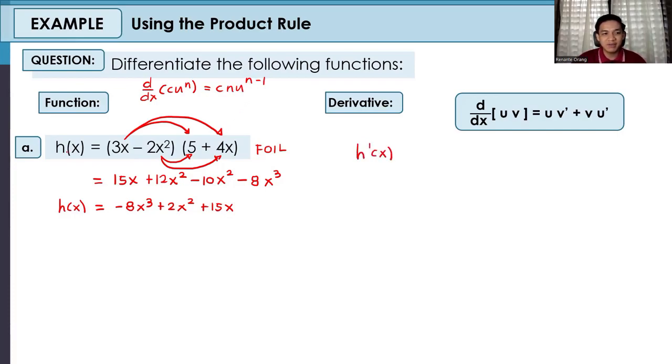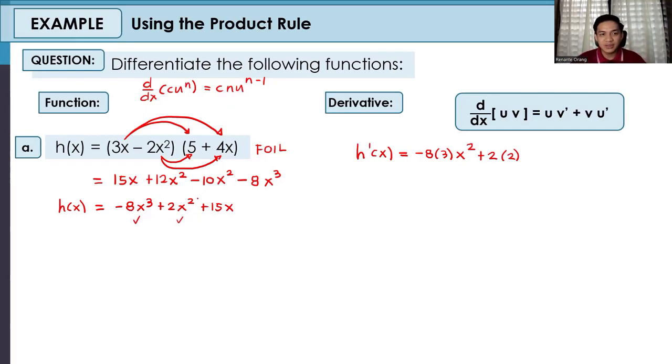Ibig sabihin, the derivative of our h of x is equivalent to, unahin natin to class, we have negative 8 and then multiplied by our n, which is 3. Copy natin si x, which is x. And then yung ating exponent, 3 minus 1 is 2. So we're done with this one. Proceed tayo dito. Lagyan natin ng positive. Copy-paste natin si constant, 2. Multiplied by our n, which is 2.